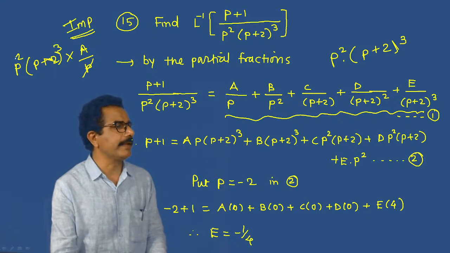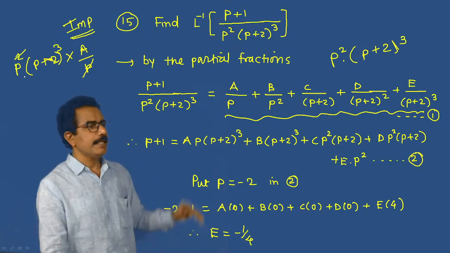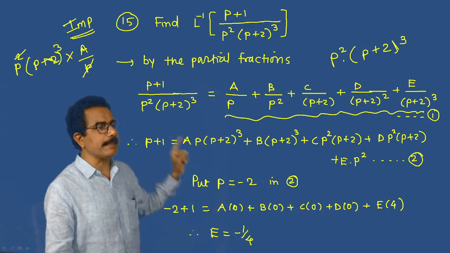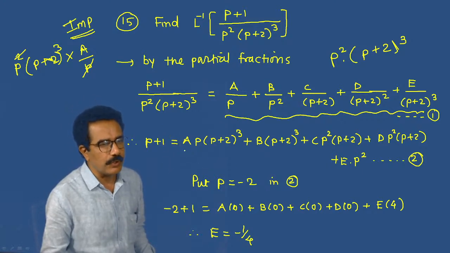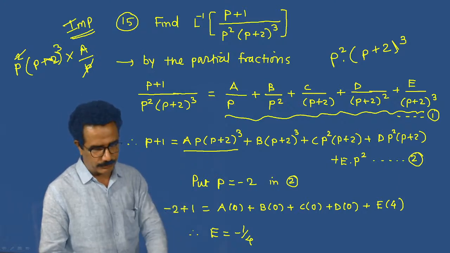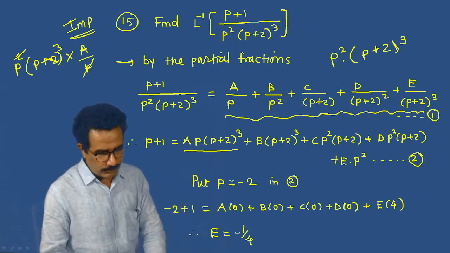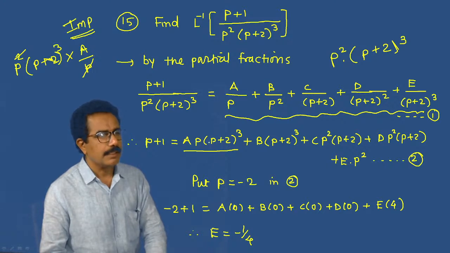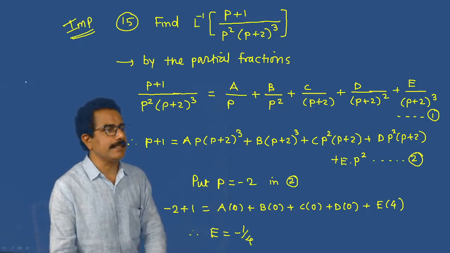So this P gets cancelled with P square. So the remaining term is P into (P plus 2) bracket cube. So the remaining term in the numerator is P into (P plus 2) bracket cube. Is it okay? Now secondly, again we have to multiply by the second factor.